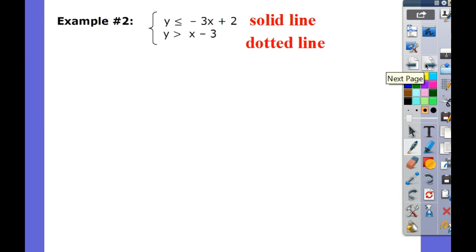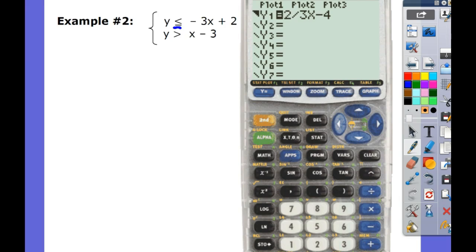So example number 2. Do you know why I say this is going to be a solid line and this is going to be a dotted line? This has the or equal to, so it's going to be a solid line. It's better to figure that out before you start graphing so you don't have to erase your lines. By the way, I would not suggest using a pen. So we are going to use our calculator.